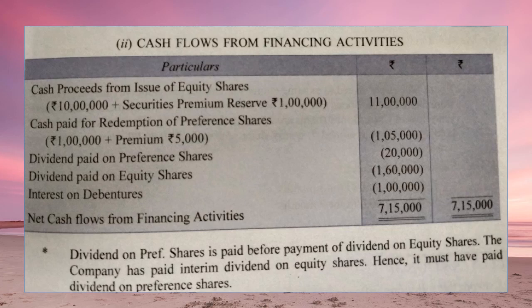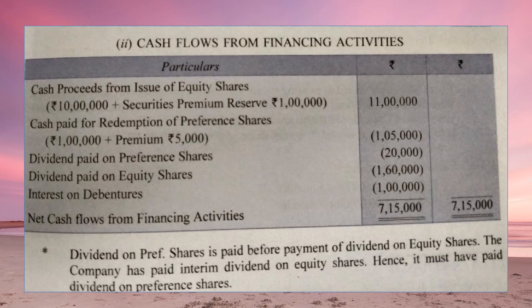Now, cash flows from financing activities. And listen, equity shares were issued. You got rupees 10 lakh and that issue is at premium. Rupees 1 lakh will be added. Rupees 10 lakh plus rupees 1 lakh, the total amount of rupees 11 lakh has been received.